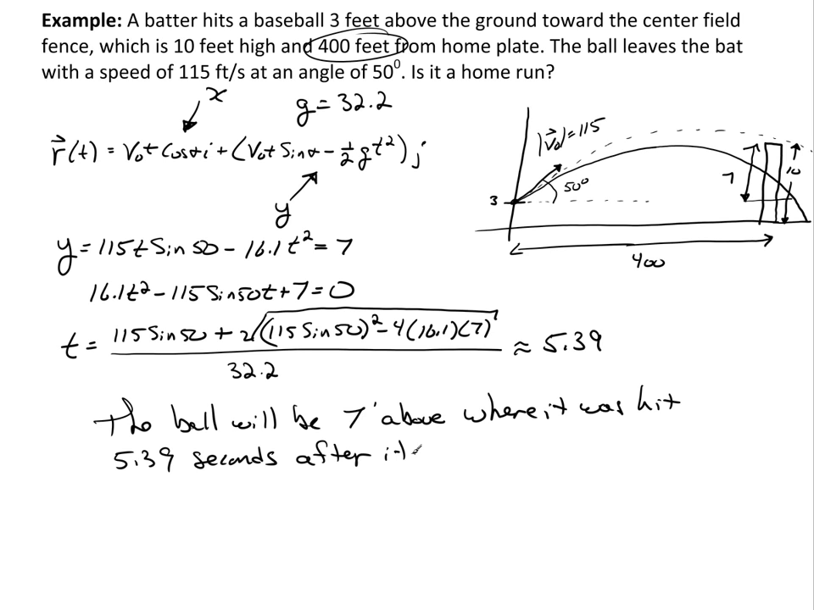Okay, so now I can figure out what the x component is. The x component, which I'm going to think of as being distance, how far the thing traveled, is going to be v naught, which is 115, times t, which is 5.39, times cosine of alpha, which is cosine of 50.